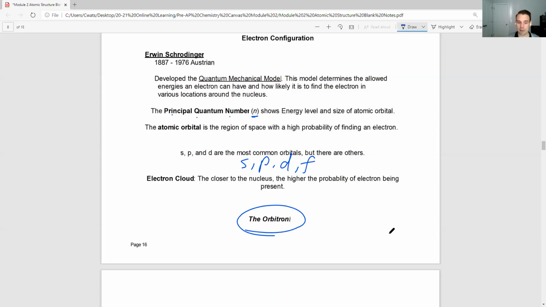And then we know the electron cloud is just the area of uncertainty where an electron could be. It says the closer to the nucleus, the higher the probability of an electron being present, which hopefully makes sense to you because the electrons are negatively charged, the protons are positively charged, and so they're going to be attracted to the nucleus, and so they would more likely be closer to the nucleus.